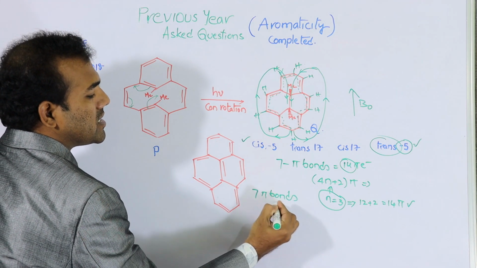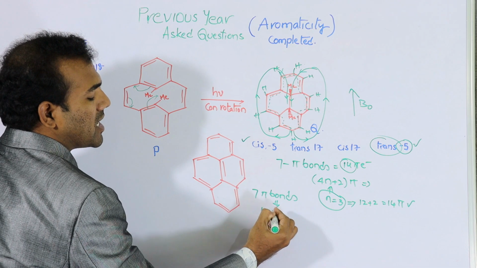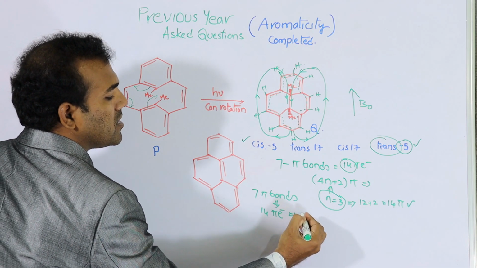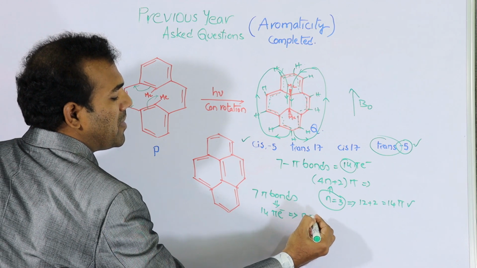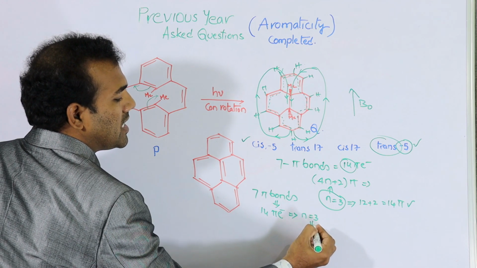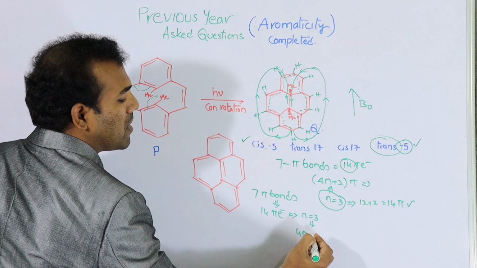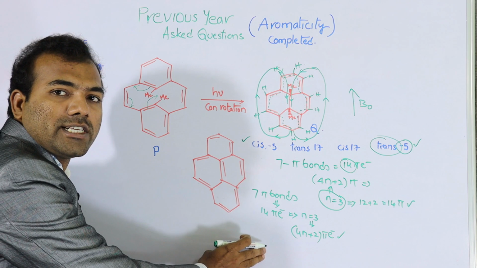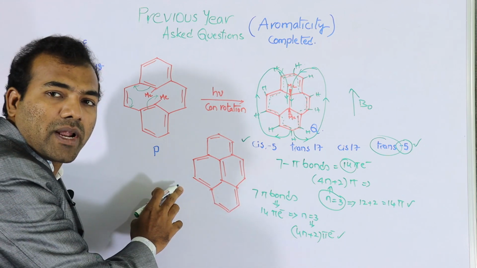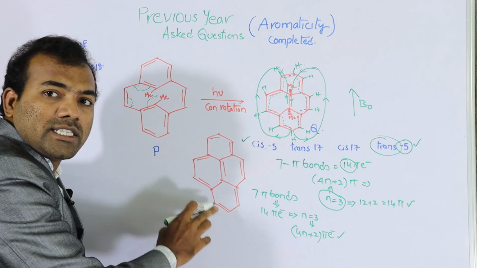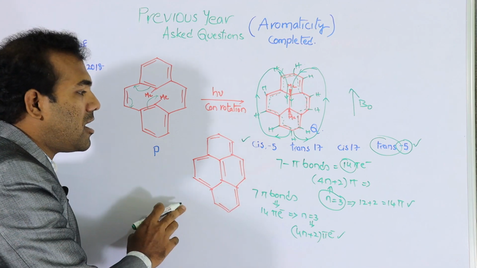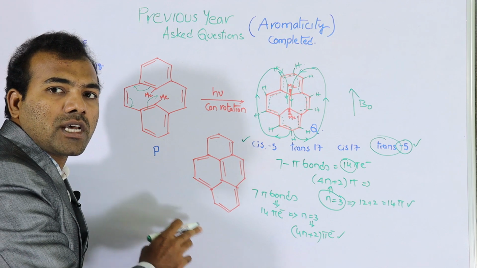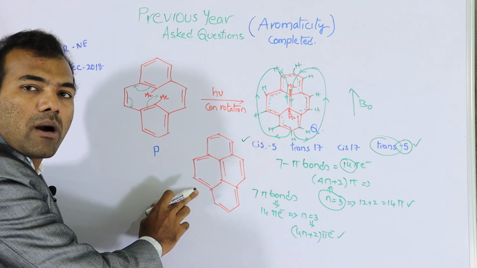That indicates 14 pi electrons. That means if the n number is 3, then it satisfies Huckel's rule, 4n plus 2 pi electrons. So this compound satisfies Huckel's rule, and also it is a planar one, and there are conjugated pi bonds, and also there is a huge possibility of delocalization of pi electrons. So it is an aromatic compound.